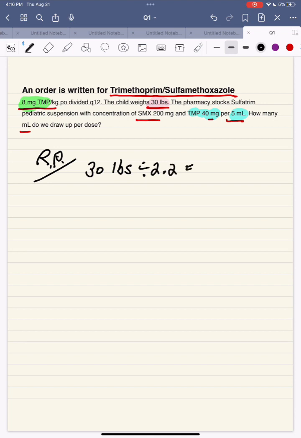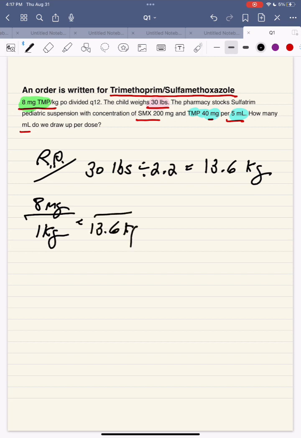Get your calculator. And the answer is 13.6 kilograms. All right, so now we know that 8 milligrams of trimethoprim per 1 kilogram, and we have 13.6 kilograms. So how many milligrams? X milligrams. So we just cross multiply. We do 13.6 times 8 divided by 1.